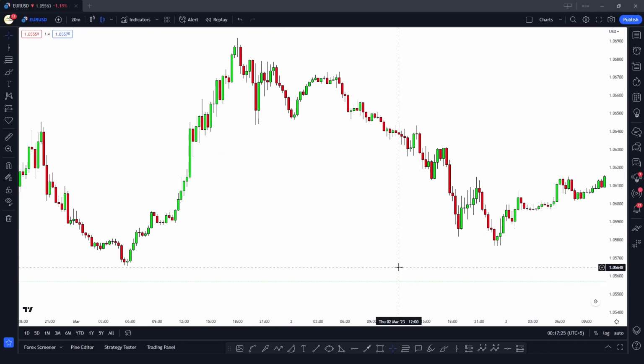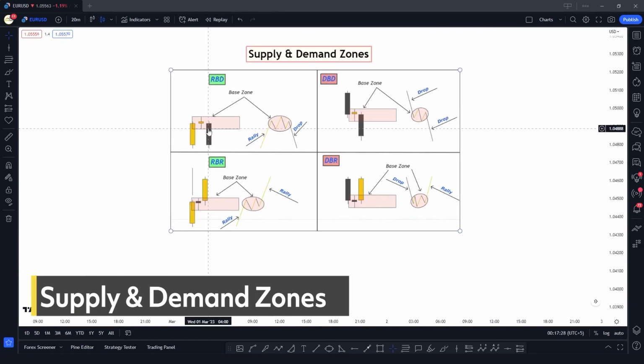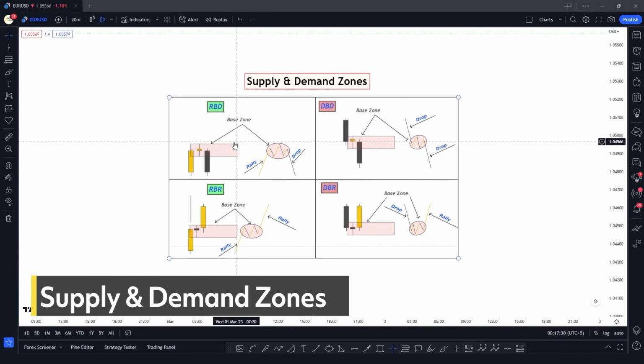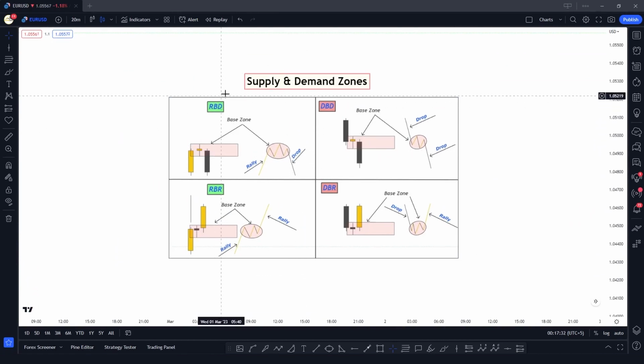So first of all, let me show you what the supply and demand zones look like. I've talked about this in previous videos as well. So here's just a recap. There are four types of zones. There are the demand zones that are rally-based rally and drop-based rally.